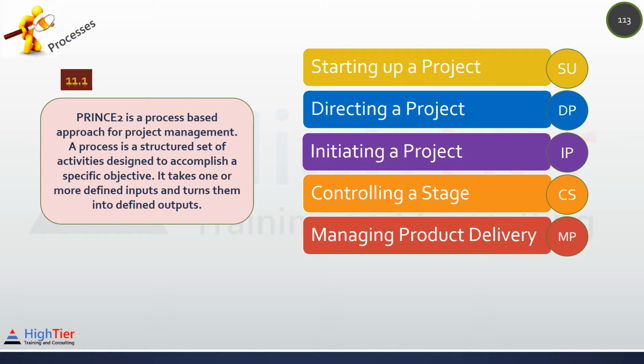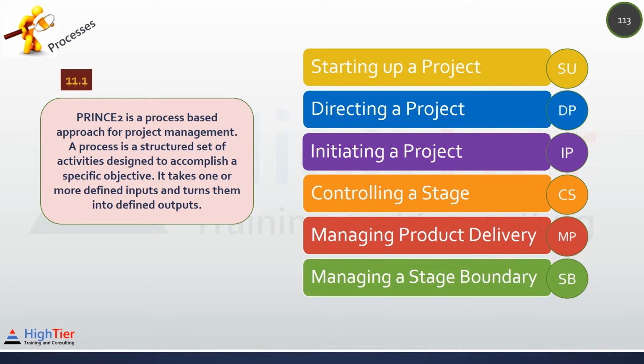Managing product delivery process, MP. This process controls the link between the project manager and the team manager by placing formal requirements on accepting, executing, and delivering project work. Managing a stage boundary process, SB. This process enables the project board to be provided with sufficient information by the project manager so that it can review the success of the current stage, approve the next stage plan, review the updated project plan, and confirm continued business justification and acceptability of the risk.